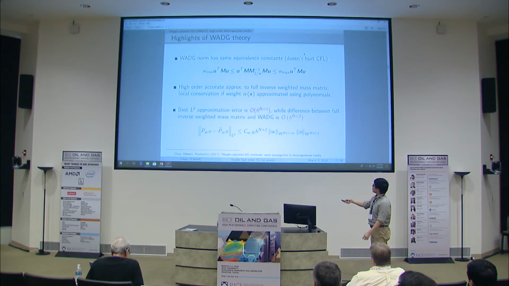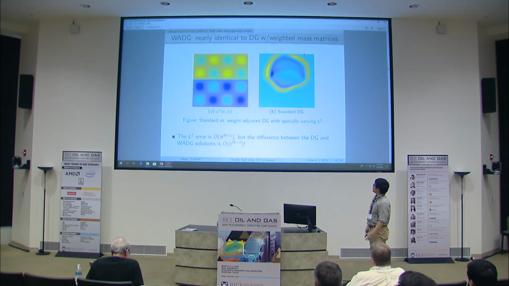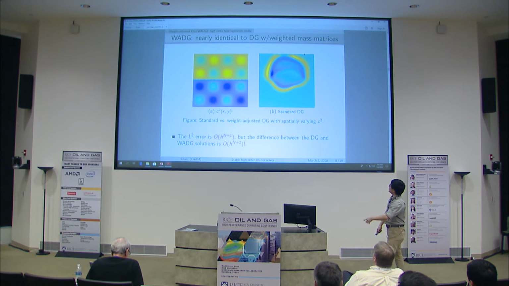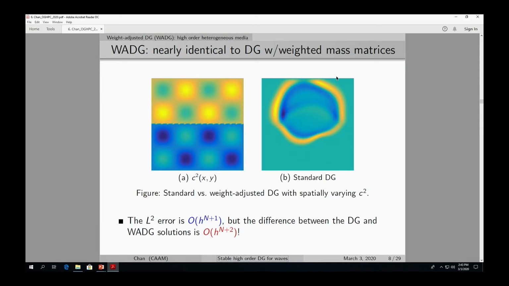What this means in practice is, if I can get the slide to change, here's an example of a smoothly varying wave speed, a little discontinuity in between. Here's a standard DG method, and if this will change, here's a weight-adjusted DG method. I can switch back and forth, and visually there's just no difference whatsoever. I think I can switch back and forth. Maybe not. I'm going to assume this is a one-way pointer.